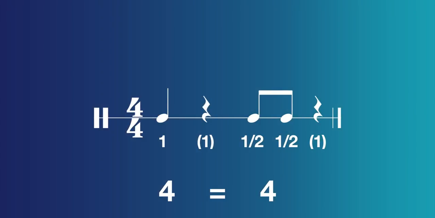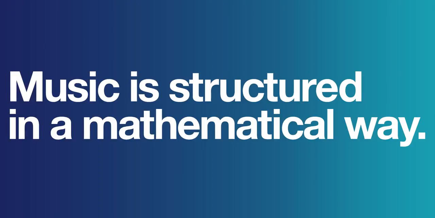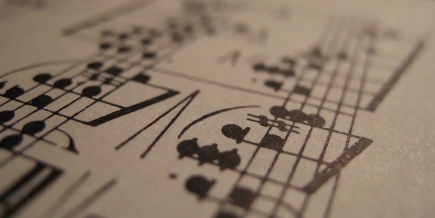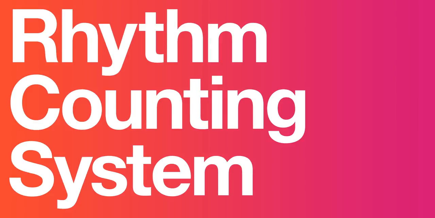Although I've shown you some examples of measures that work and ones that don't, this exercise was mostly for the purpose of helping you understand that music is structured in a mathematical way. In practice, a composer will rarely make a mistake regarding the contents in a measure, and the fact that you can trust them in this way makes it so that we can rely on the same counting system no matter what piece of music you're looking at. With that out of the way, let's get into our method for counting rhythms.